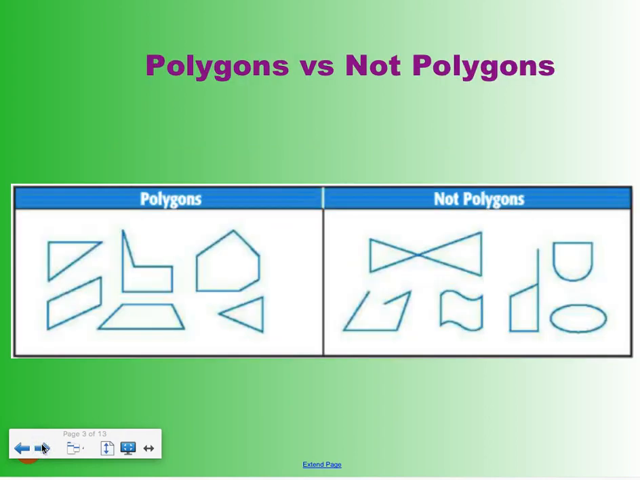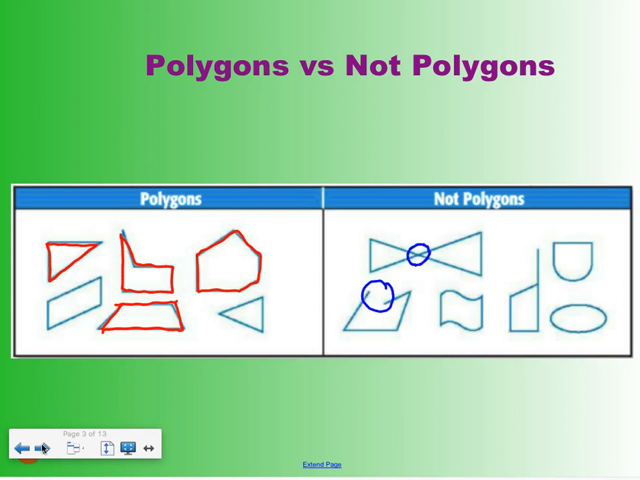Here's a nice picture showing us the difference between a polygon and not polygons. Again, I just want to emphasize that. See how different all these are? It doesn't matter. As long as they're made by straight sides that close, that makes a polygon. However, there are some key things that make it not a polygon. This first one here, you guys see how it's open? So it can't be open. Obviously, it's not closed if it's open, so that would be the first one.